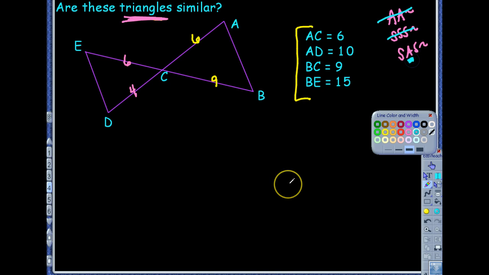And I see in the picture, hopefully you see the same thing, some vertical angles. So angle ECD is going to be congruent to ACB. Now, does that guarantee these triangles are similar? No, it just allows us to have an approach.